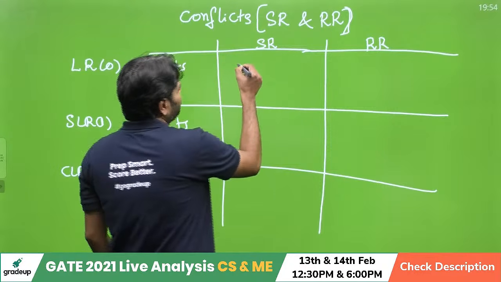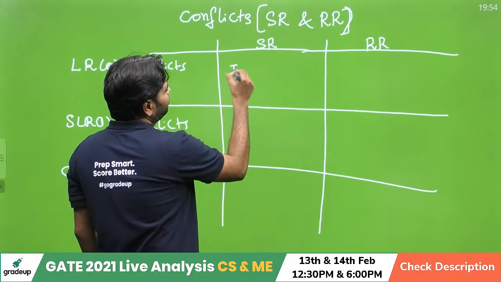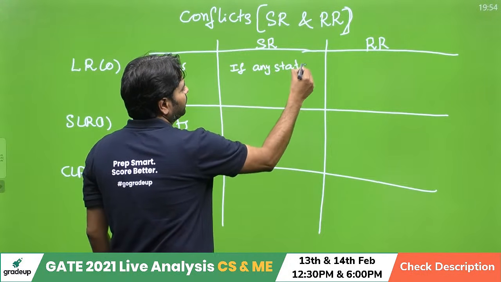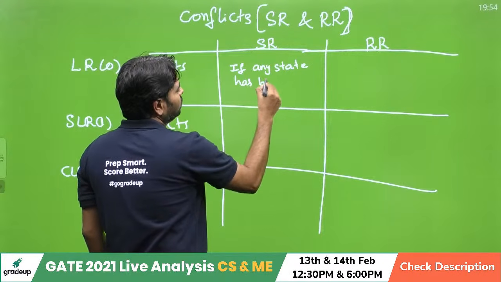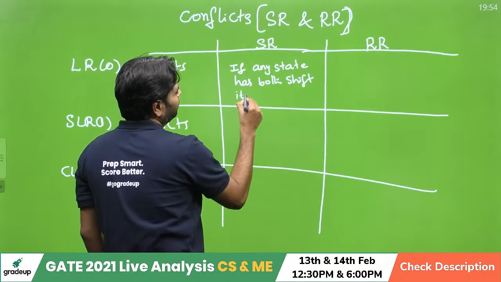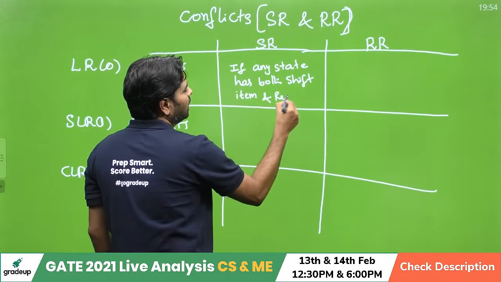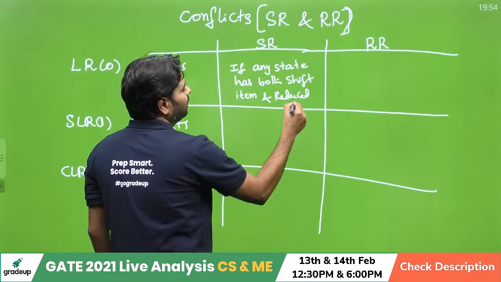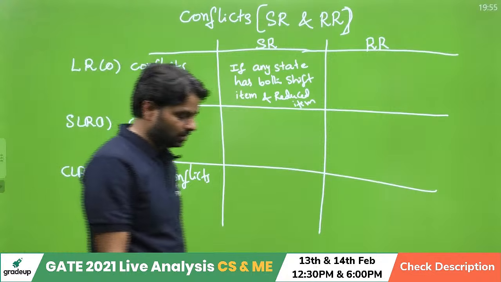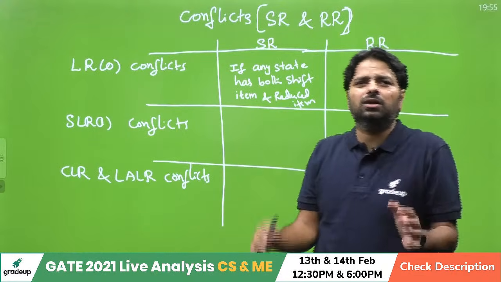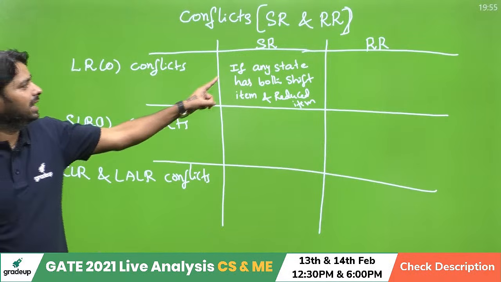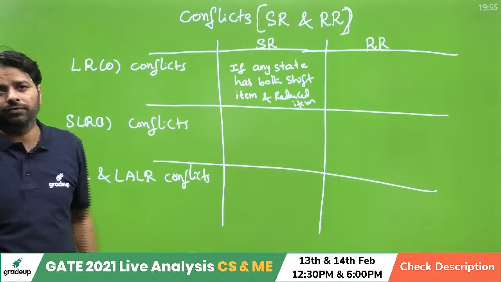Okay. Why do we say SR? If any state has both a shift item and a reduced item, we say it is an SR conflict. Everybody clear? That's all, no need to check anything. Why? LR0. 0 means I don't have any knowledge to check. I just look at whether this shift item and reduce item are there, and it's going to be a conflict.